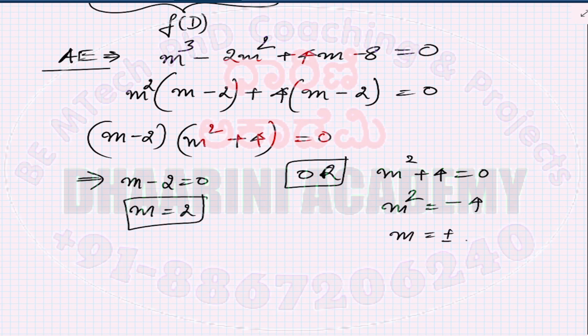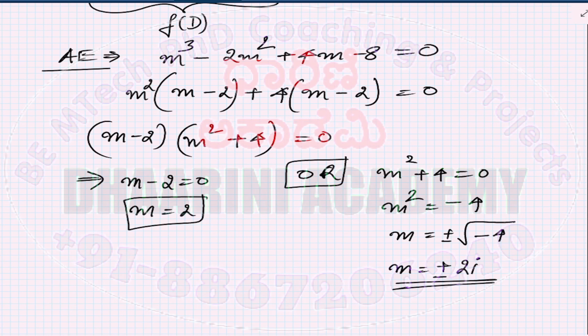equal to plus or minus root of minus 4. If you remember, if there is a minus term coming under the root, it is replaced by i. It's not complex, it's only imaginary now. So m is equal to plus or minus root 4, which is 2, and there is a minus inside, so it is i. So this is 2i. I got two roots here, and one root on the other side.